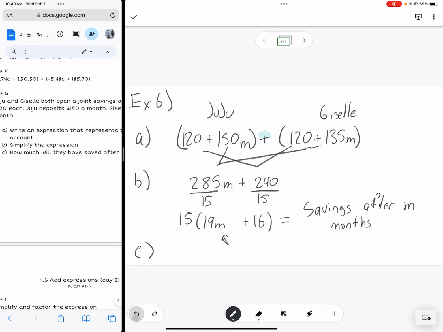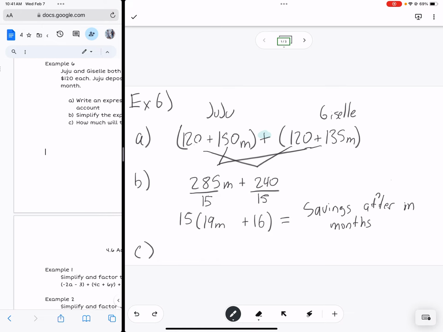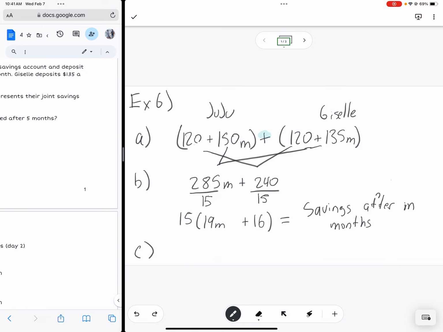Well, letter C is very specific. It says how much money will they have saved after 5 months. So what do I replace with M? I have a value. How many months? 5 months. So what I'm going to do is 15 times 19, and I'll do a bracket, I guess, with the 5 inside the bracket, plus 16. So I plug in the number 5 for the letter M because I want to find out how much money they make after 5 months. And I just plug it into this simple formula.